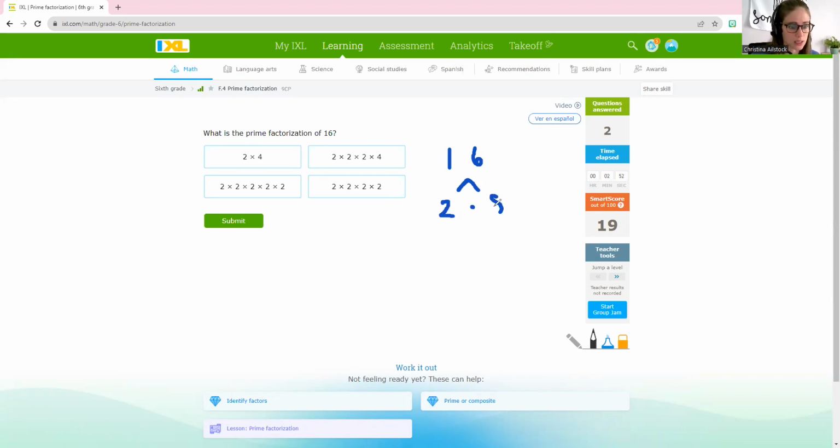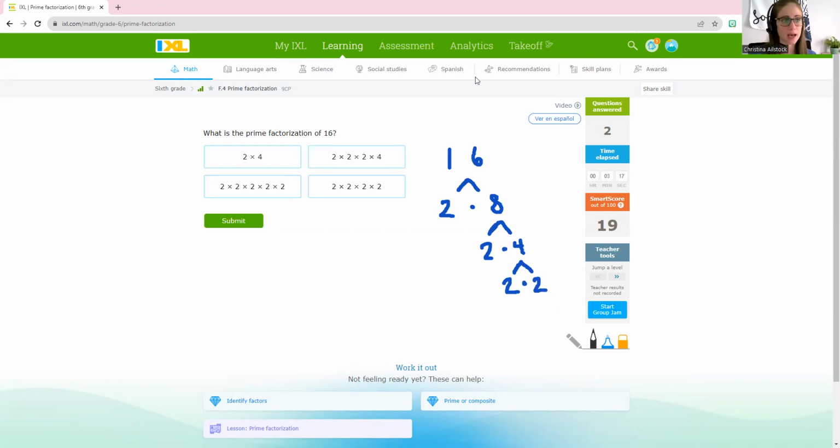2 times 8. All right, 2 is a prime number, but 8 is a composite. I can keep breaking 8 down. So what 2 numbers multiply to equal 8? Well, 2 times 4. And then what multiplies to equal 4? Well, 2 times 2.